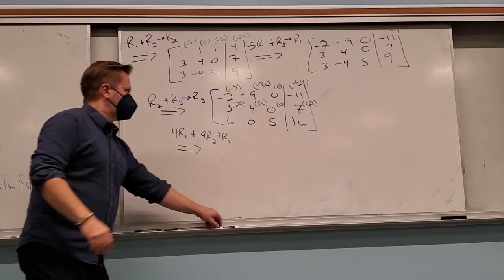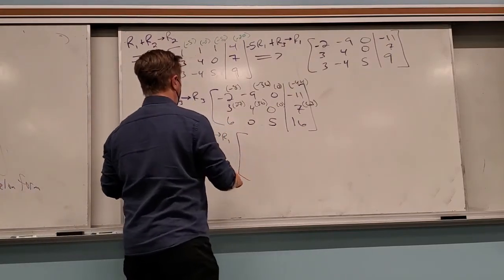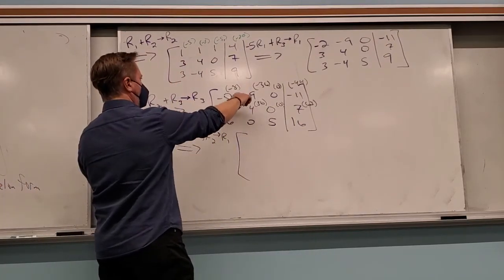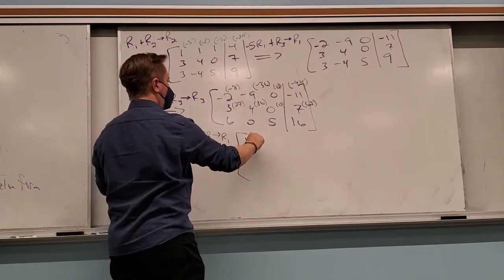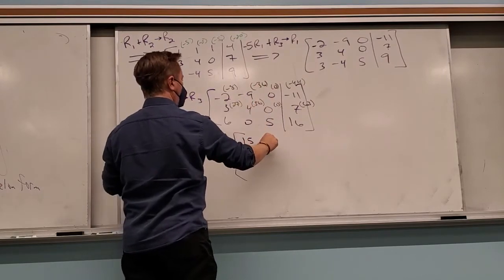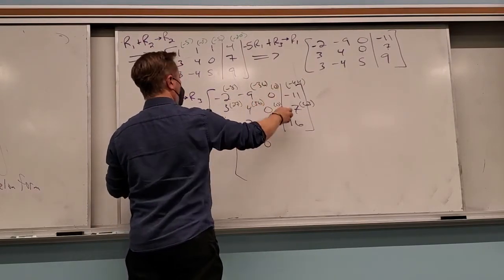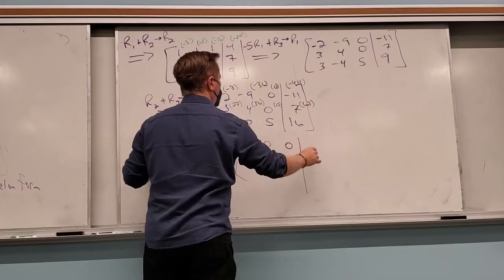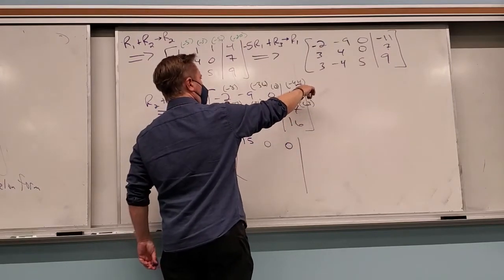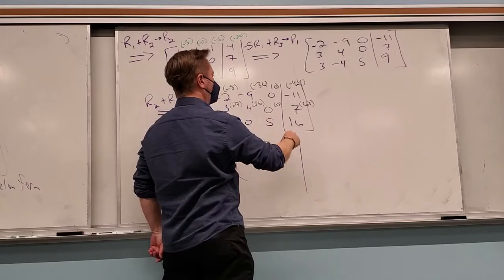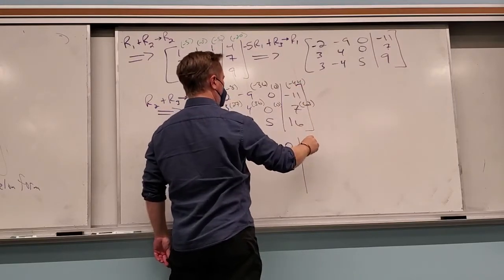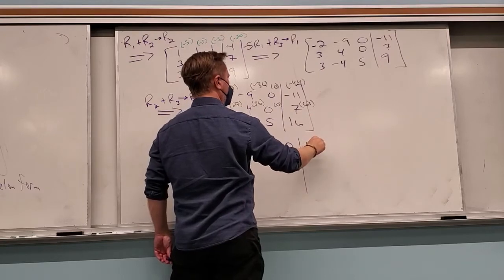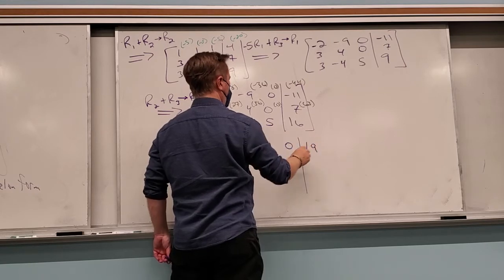Okay, so let's see what we get. So 4 row 1. If I add these together and put the answer in row 1, 27 minus 8 is 15. 36 minus 36 is 0. 0 plus 0 is 0. 63 minus 44 is 19, right? I believe, yes, okay.